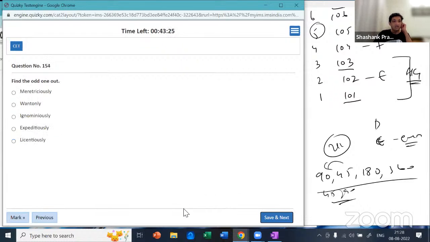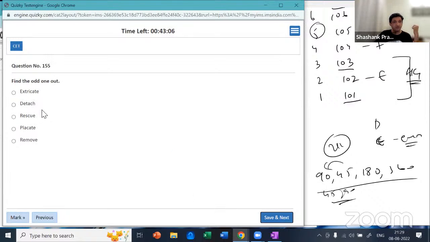Okay. Meretriciously, wantonly. Wantonly is, I think, in a negative context. Ignominiously is negative context. Licentiously is a negative context. Meretriciously, I think, is negative. Expeditious is in a positive context.